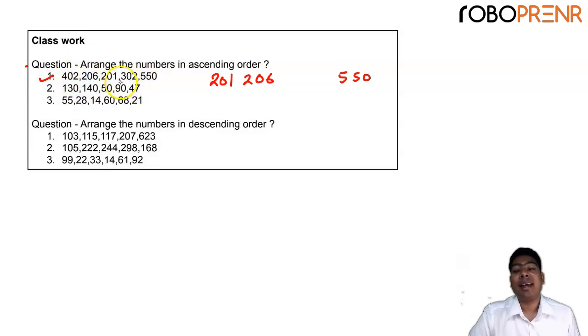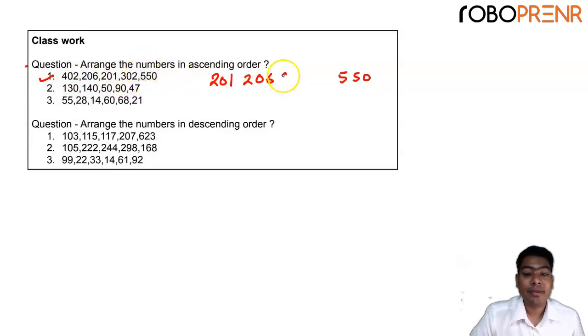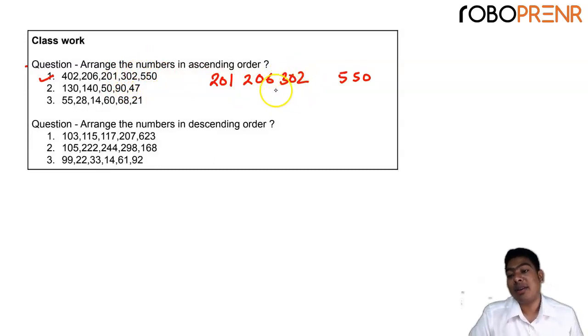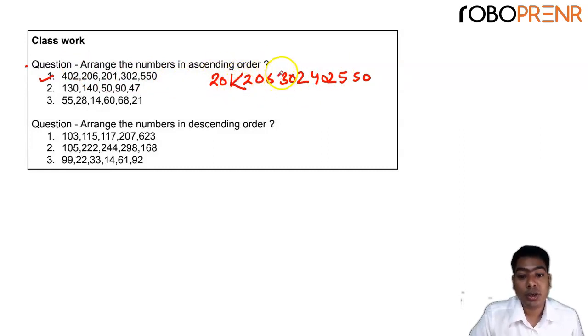leftmost digit in the number 302. So of course 302 is smaller than 402. Then of course 402 will come here. So we'll put that 201 is less than 206, 206 is less than 302, 302 is less than 402 and 402 is less than 550.